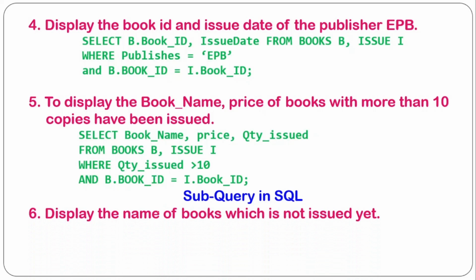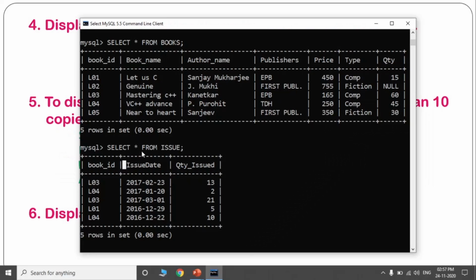For example, to display the name of books which are not issued yet. From the table we want to display the name of books which are not issued yet. In the issue table we can see that only the books L01, L03 and L04 are issued. The books L02 and L05 are not issued.